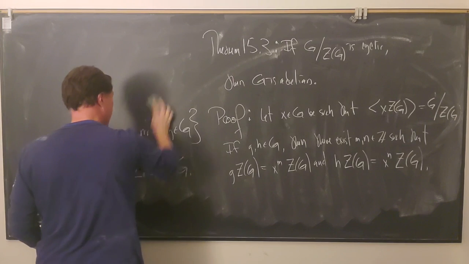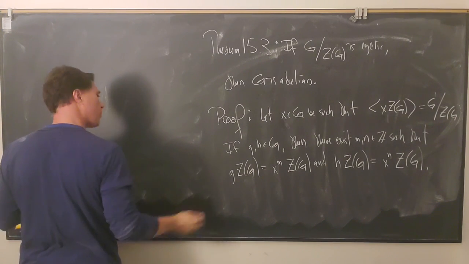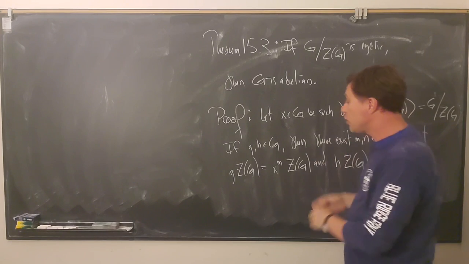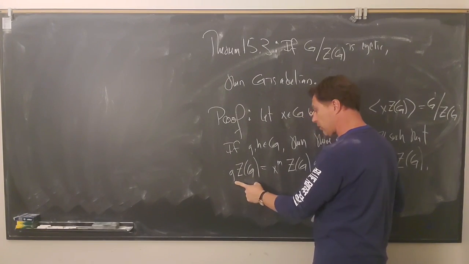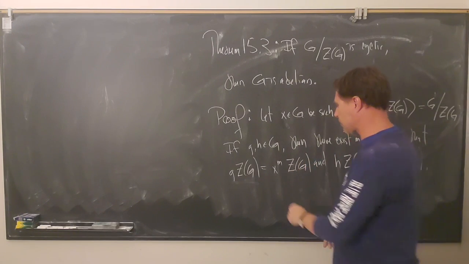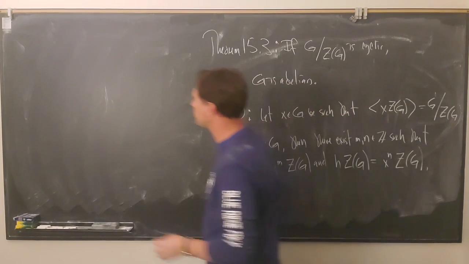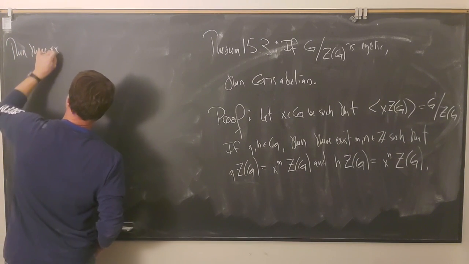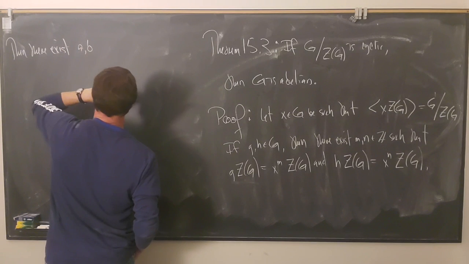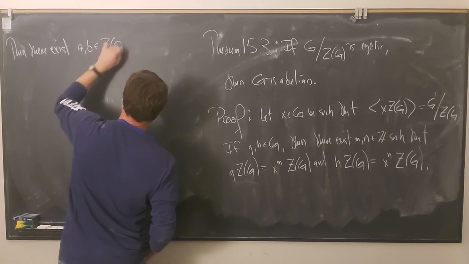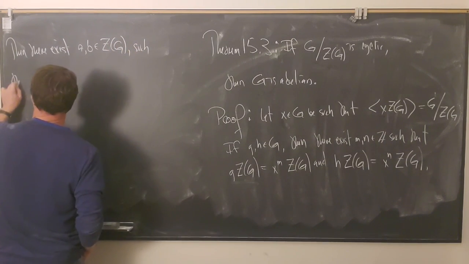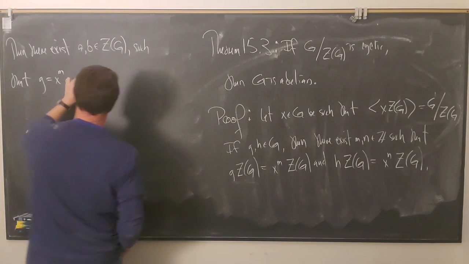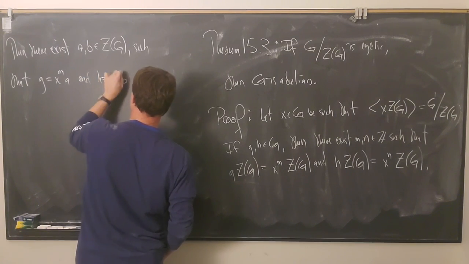Okay, now what I want to do is multiply g times h and compare that with h times g. So let's think about what this is telling us. g lives inside this coset right here, which means that g can be expressed as x^m times somebody in the center. Same thing for h. So then there exist, let's say, little a and little b in Z(G), such that g equals x^m a, and h equals x^n b.